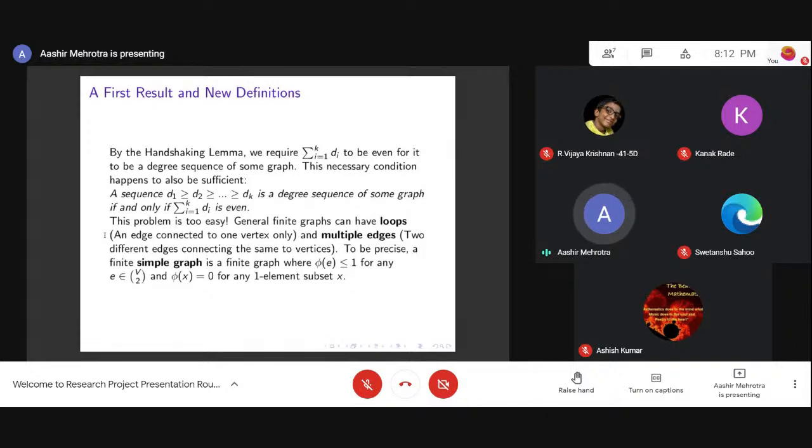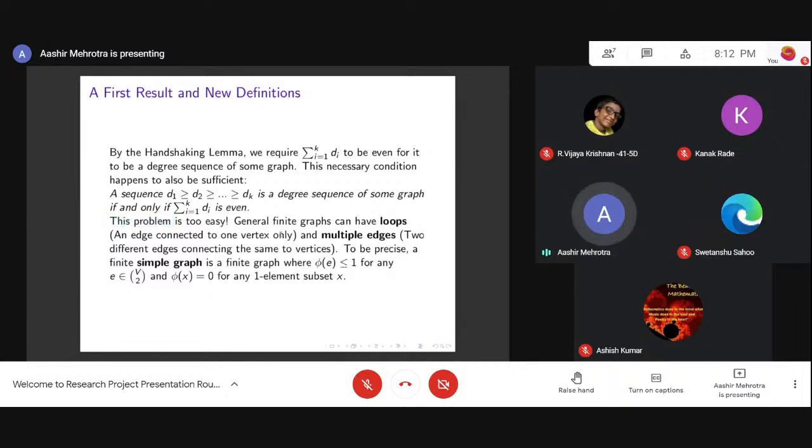It happens that this necessary condition also happens to be sufficient. So this sequence is a degree sequence of some graph if and only if its summation is even. And this problem is way too easy.